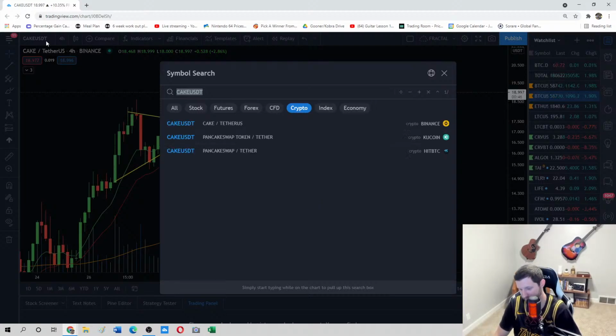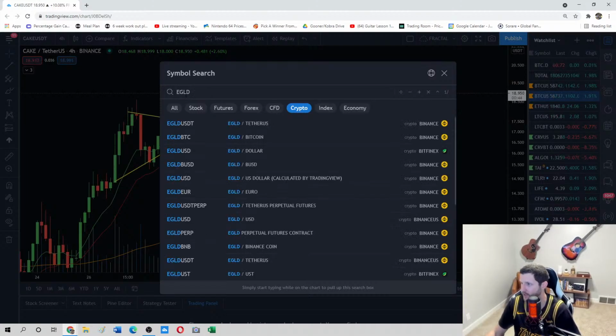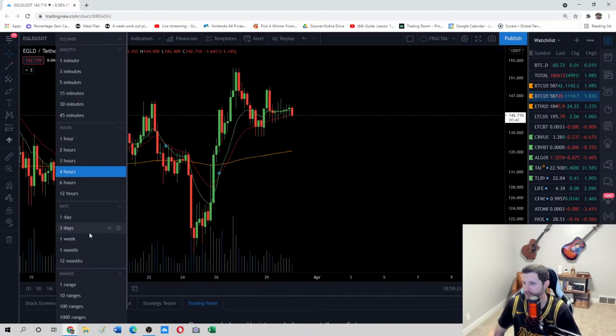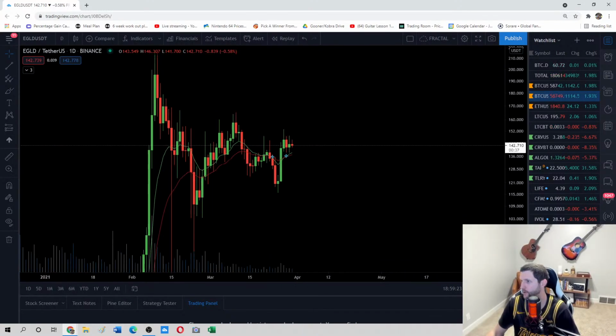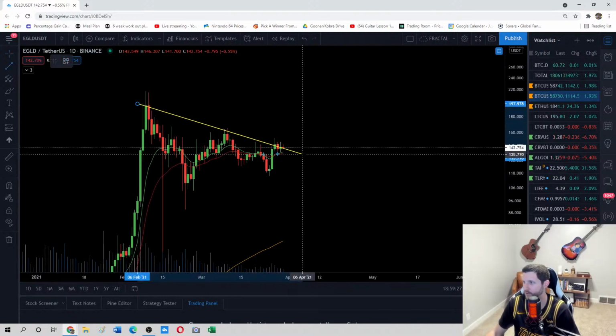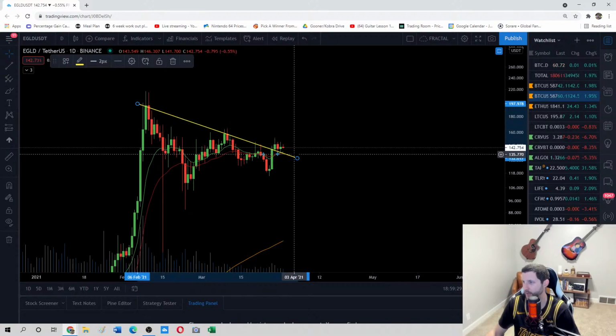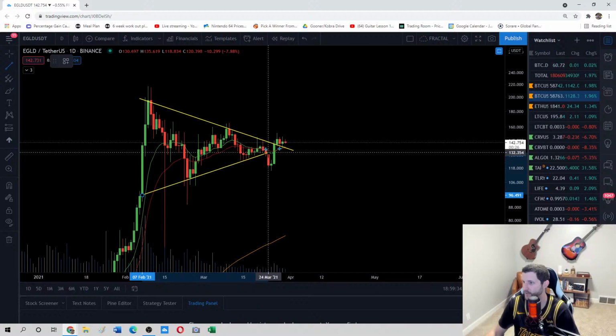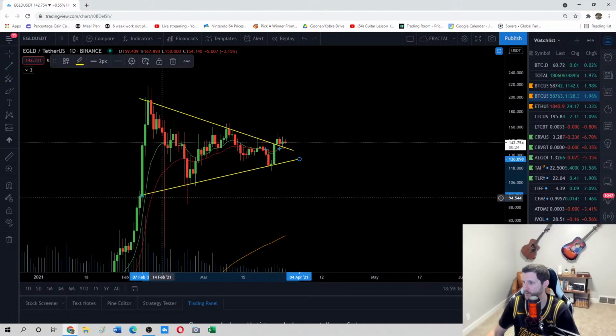E-Gold daily chart for symmetrical triangle. I appreciate you guys giving me these because it makes it much easier. E-Gold, let's see. Yeah, so this might be one. We had a good one on Ren not long ago too. But basically, this probably looks like something I should buy eventually. But yeah, this looks like a pretty good symmetrical triangle.